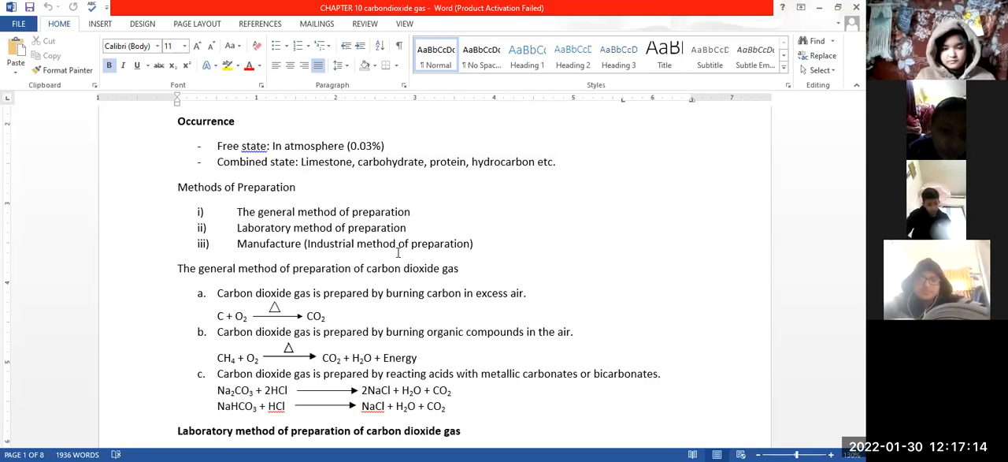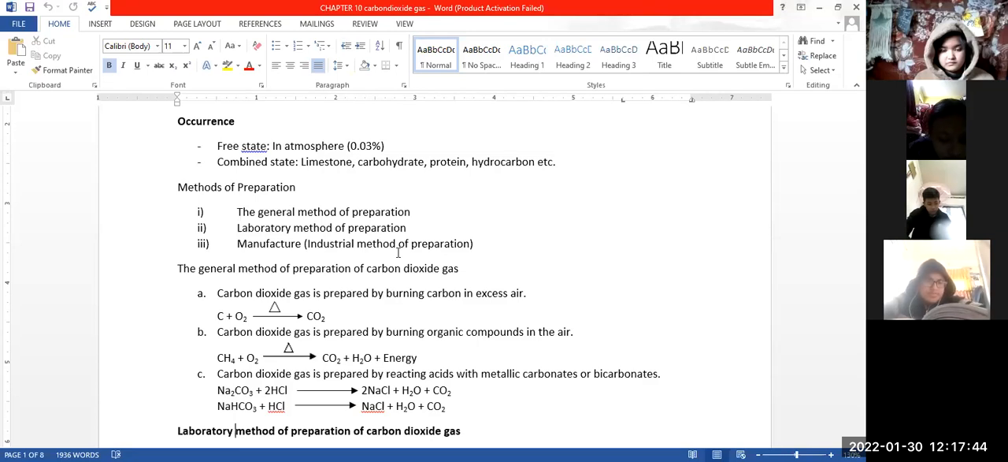The first method is by burning carbon in air. Carbon dioxide gas is prepared by burning carbon in excess of air, in more air, more oxygen. When carbon burns, C plus O2 gives CO2. When carbon burns in air means oxygen, it forms carbon dioxide. The reaction is C plus O2, CO2. You have to write a reaction also.